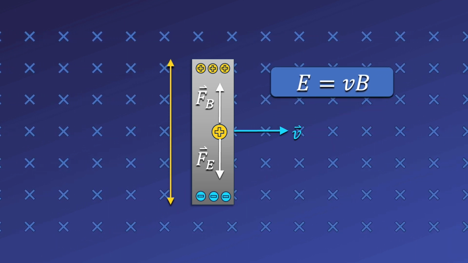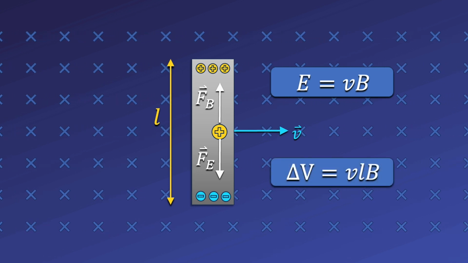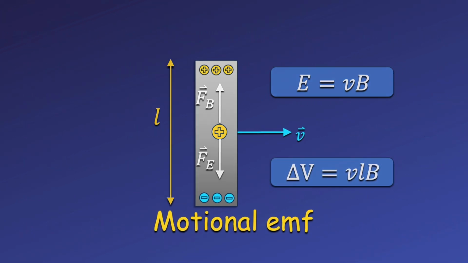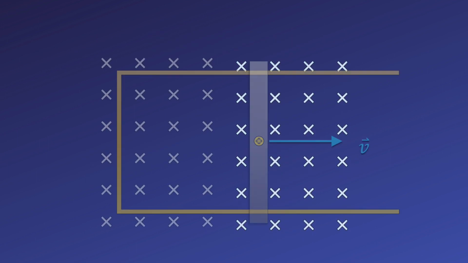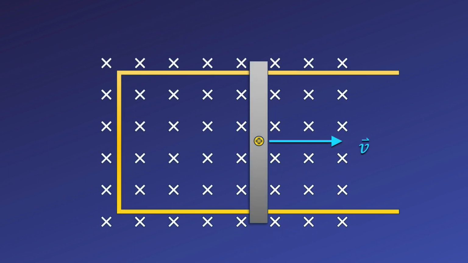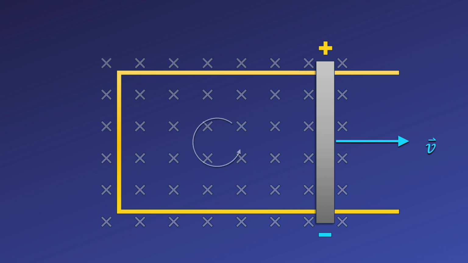Since there is an electric field, this also means there must be a potential difference over the length of the conductor. We call this potential difference a motional EMF, since it is the result of the conductor moving in a magnetic field. Now let's take our rod and allow it to slide across a U-shaped conductive loop that is fixed. If we again move this rod to the right in a magnetic field, we will generate an EMF, and this potential difference will cause current to flow around the conductive loop in a counterclockwise direction.